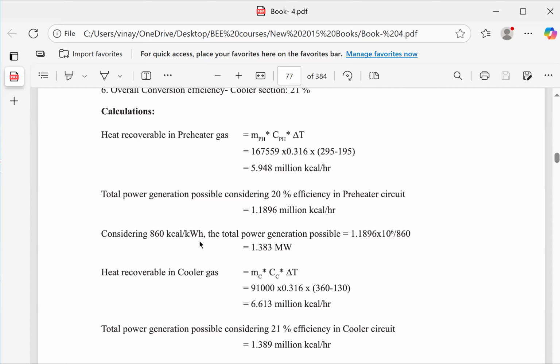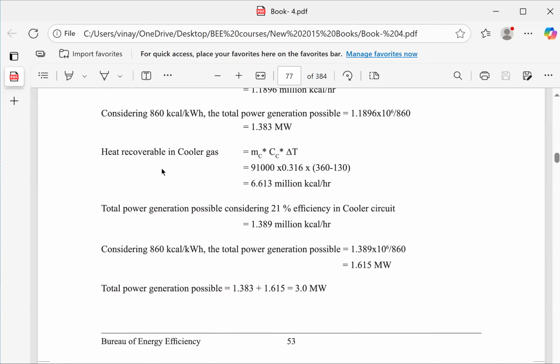This is 860 kilocalories per kWh. The total power generation possible is so many million kilocalories, million being 10 raised to 6, divided by 860, that is 1.383. So much megawatts can be generated by recoverable heat from preheater gas. Then next, the cooler gas.